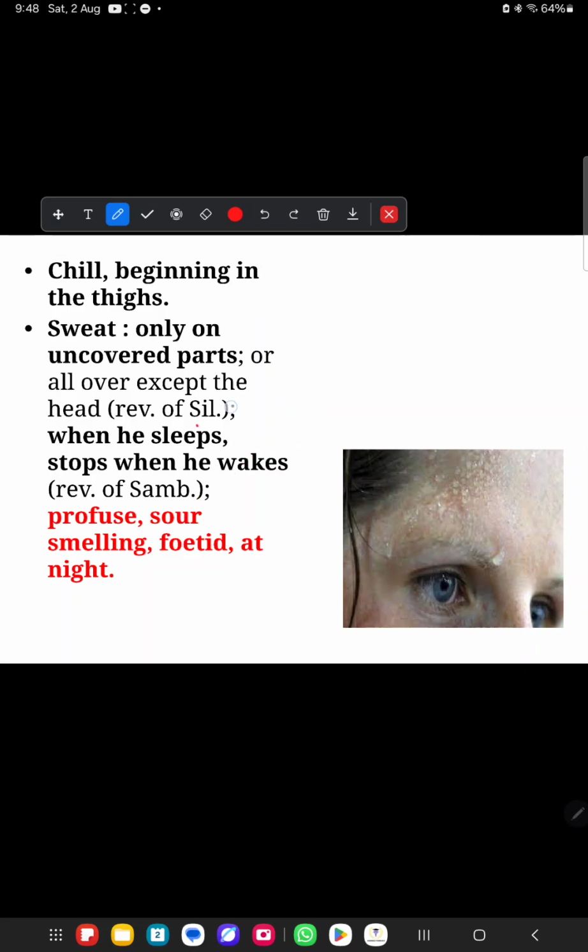But these symptoms I want to correlate. If the perspiration has the odor of sulfur, which medicine? The medicine is phosphorus. Just try to remember: the perspiration has the odor of sulfur, the medicine is phosphorus. Many times this question comes.